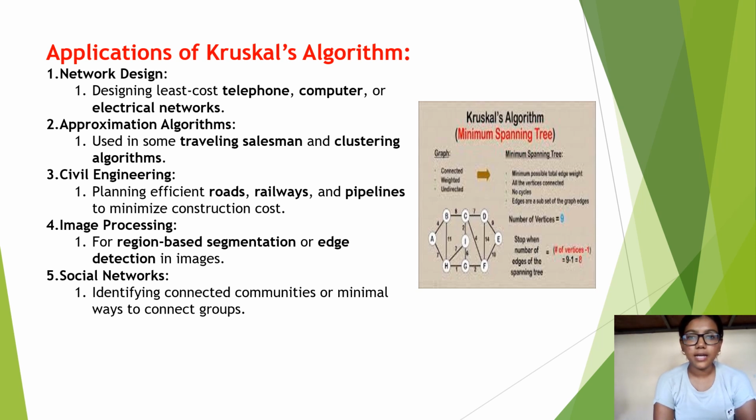Applications of Kruskal algorithm. First, network designing: designing least cost telephone, computer or electrical networks. It is also used as an approximation algorithm in some traveling salesman and clustering algorithms. Civil engineering: planning efficient roads, railways and pipelines to minimize the construction cost. Image processing: for region-based segmentation or edge detection in images. Social networks: identifying connected communities or minimal ways to connect the groups.